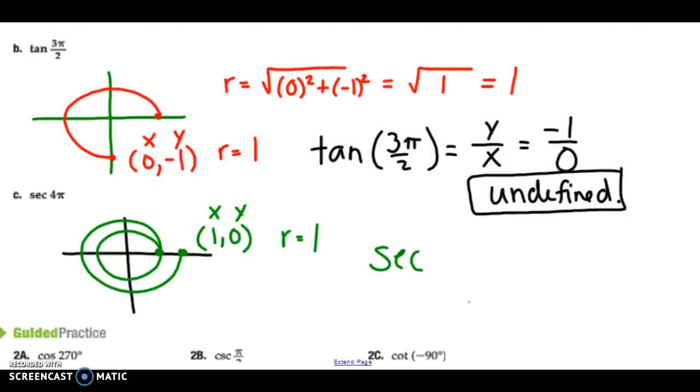I have to find secant. Secant of an angle is always r over x. So my r is 1, my x is 1. So my secant of 4 pi is going to be 1 as well.